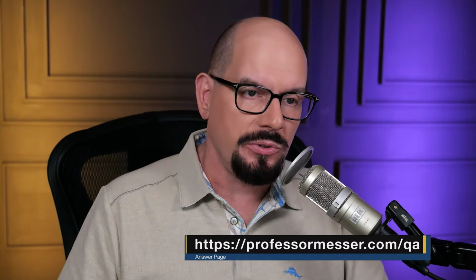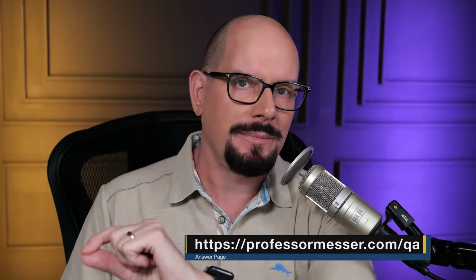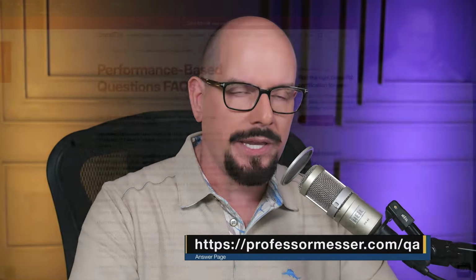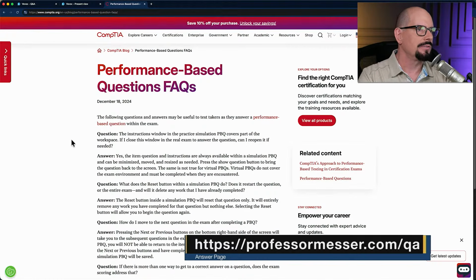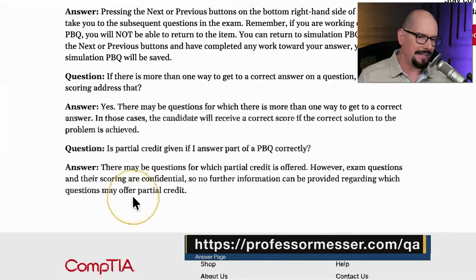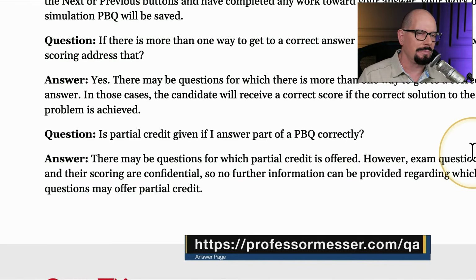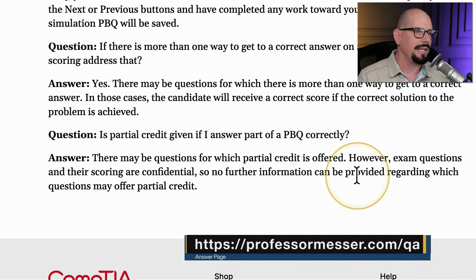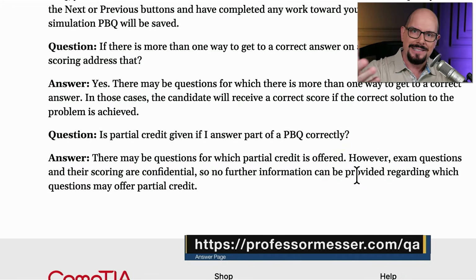Fortunately, CompTIA has provided a frequently asked question file on their website regarding performance-based questions. So if you search for FAQs and PBQs and CompTIA into your favorite search engine, you will get a page that says performance-based questions, frequently asked questions. Department of Redundancy Department. There's a lot of questions on here, but if you scroll near the bottom, it says, is partial credit given if I answer part of a performance-based question correctly? Finally, we've got an answer to this. Let's see what the definitive answer is for partial credit.